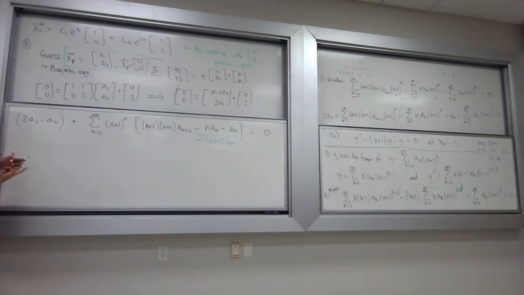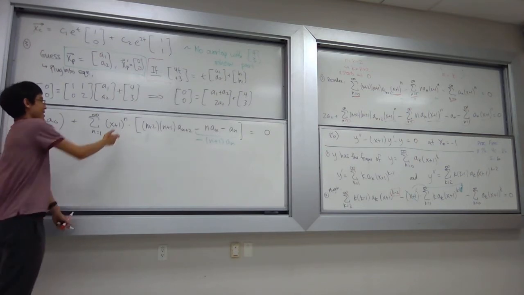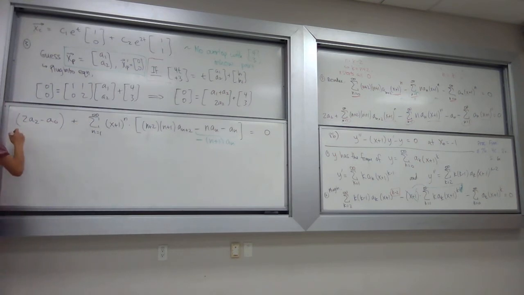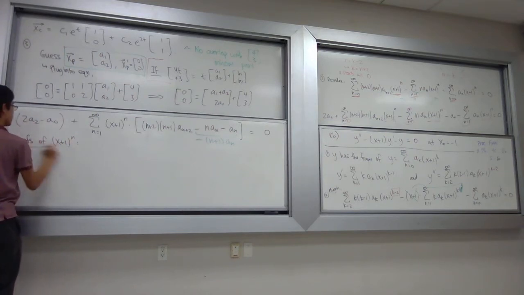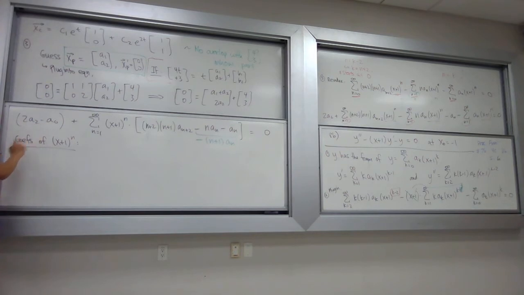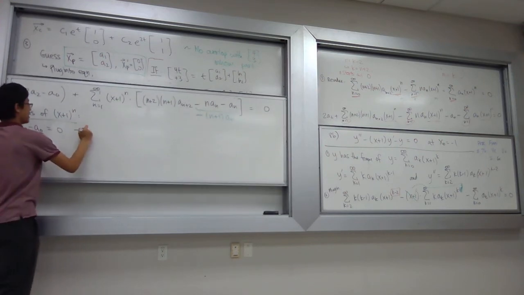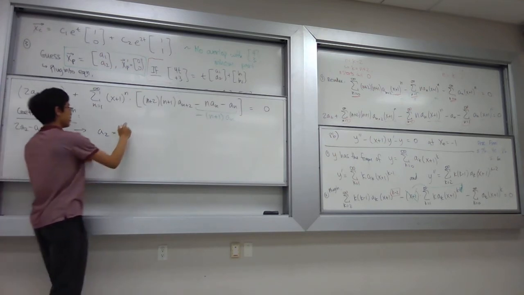So now is where we want to read off, like we did with partial fractions, exactly the same. It's like reading off your coefficients of x plus 1 to the n. So what do we get? For the constant, we have 2 a sub 2 minus a sub 0 equals 0. And what does that tell us? A2 is A0 divided by 2.